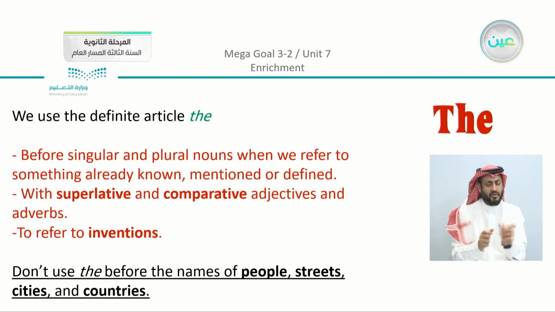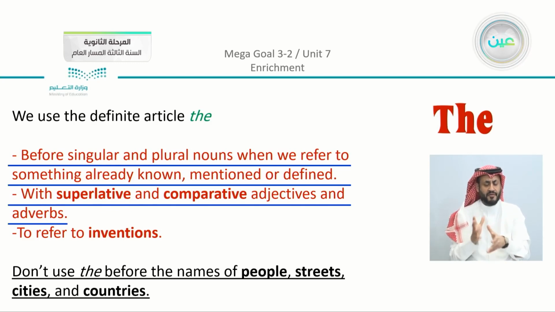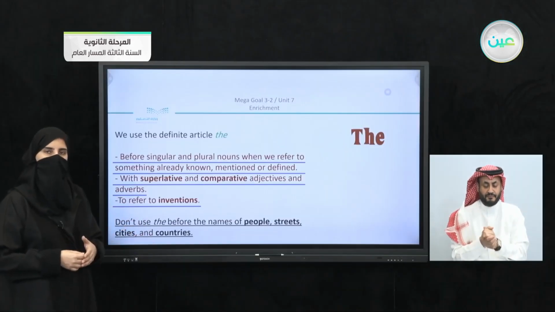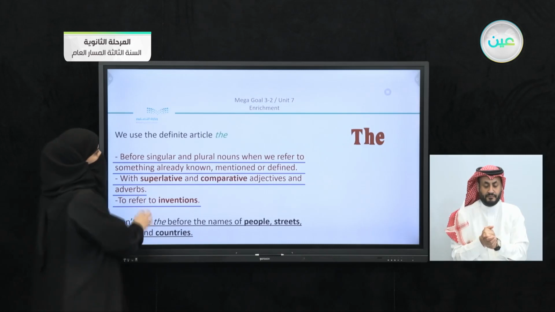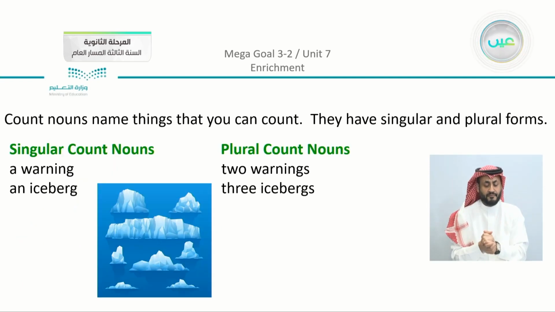On the other hand, we have the article the. Now it is used before singular and plural nouns when we refer to something already known, mentioned, or defined, with superlative and comparative adjectives and adverbs, and to refer to inventions. So this is just to refresh your memories of what we have studied within the form, meaning, and function lesson. Also, we studied count and uncount nouns. So we had the lesson about it, if you can recall, also with this part in the lesson.